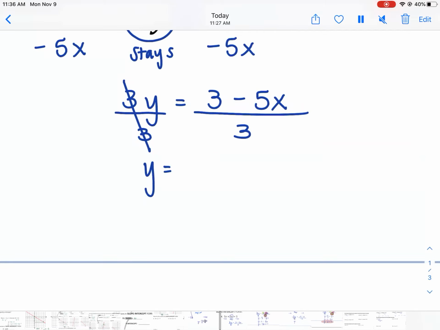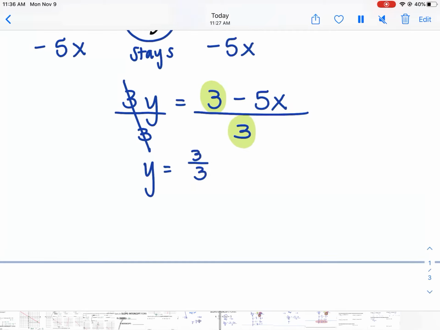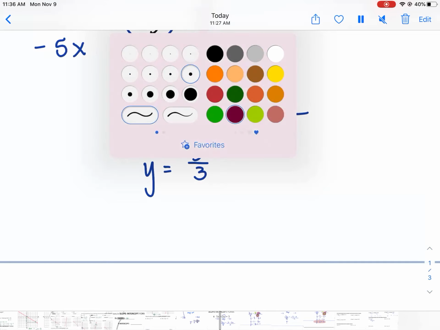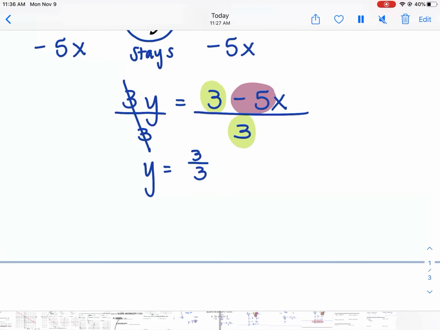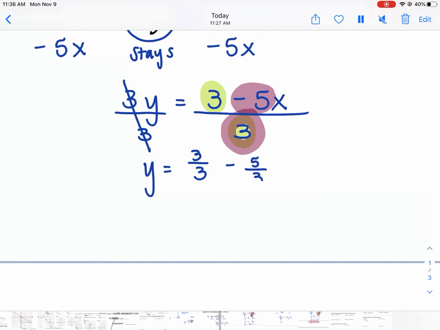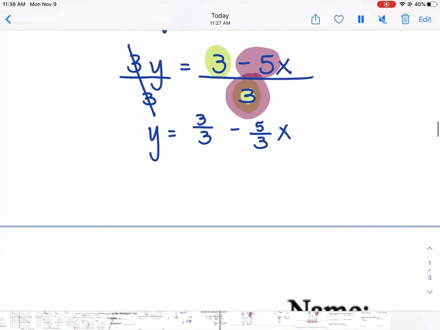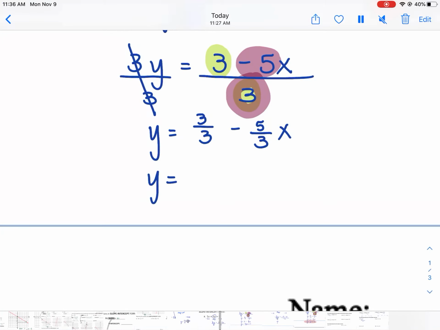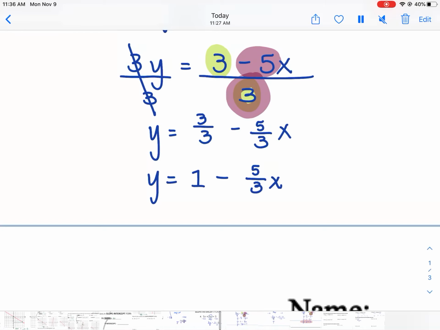Now, let's think about it this way. Let's take our two numbers, all right? 3 on the top, 3 on the bottom, all right? They're being divided, so let's write 3 over 3. Minus, we've got -5 on the top and 3 on the bottom. So let's write -5 over 3, x. All right, which one of those can we reduce? y equals 1 minus 5/3 x.